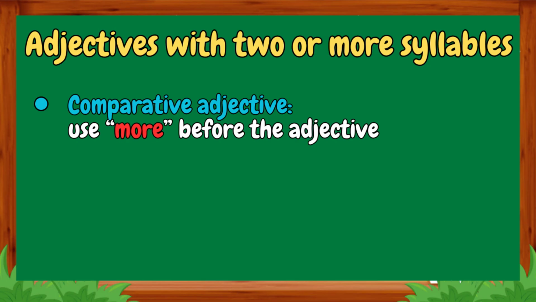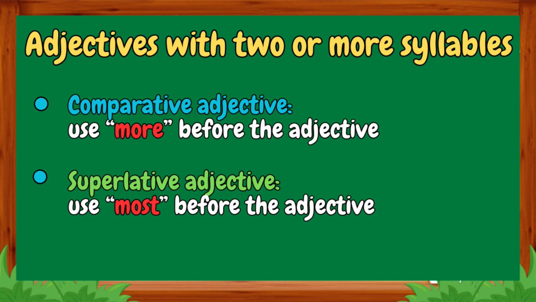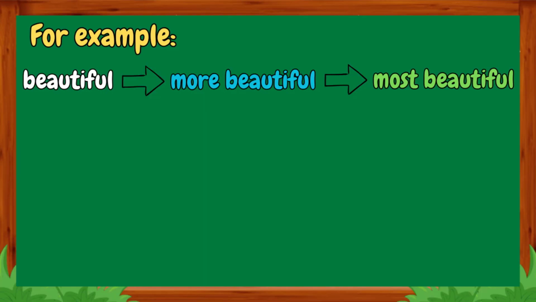Adjectives with two or more syllables. The comparative adjective is formed by putting more before the adjective, and the superlative adjective is formed by putting most before the adjective. So just to clear things up for us, these are all the adjectives with two or more syllables that we didn't cover in the first part of this lesson. Let's go look at some examples.